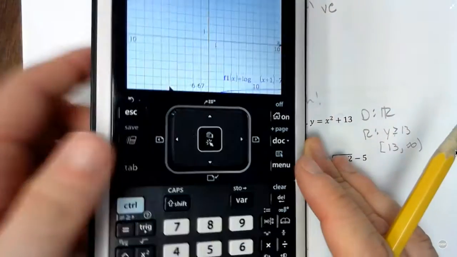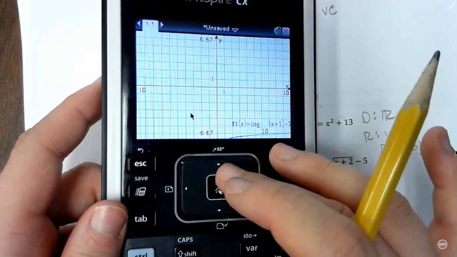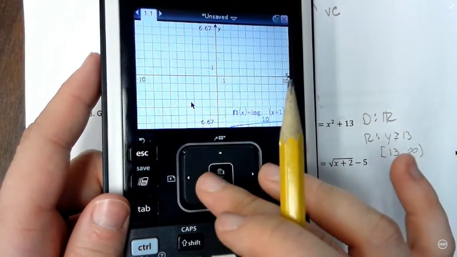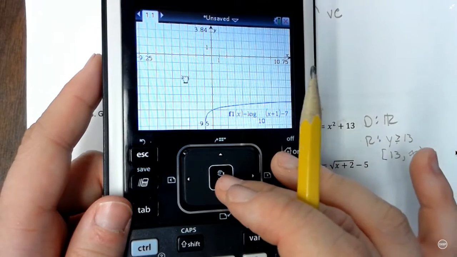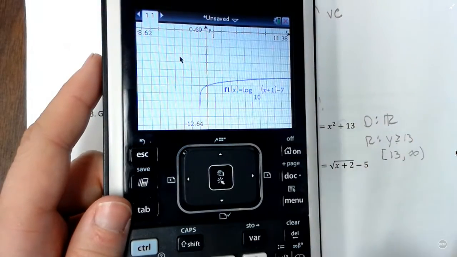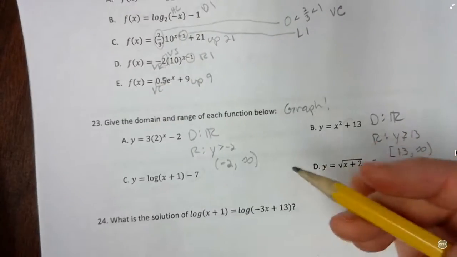So here, and again, some of you are going to say, Miss, I can barely see the graph. That's because it moved down 7. That's down 7, so you're going to have to move your window. It's just how it is. That's logarithmic. So, of course, logarithmic functions have a range of all real numbers.